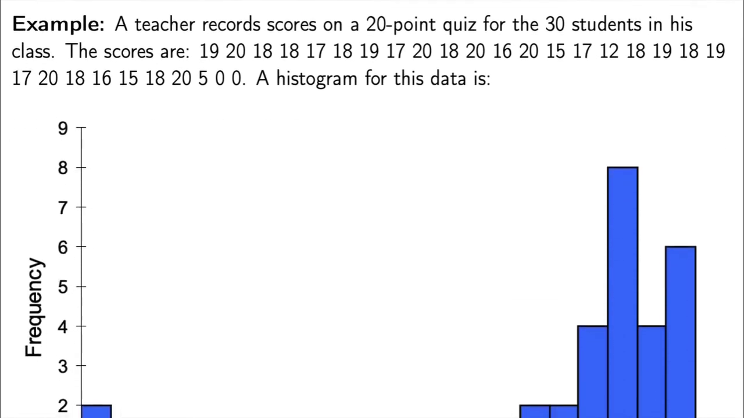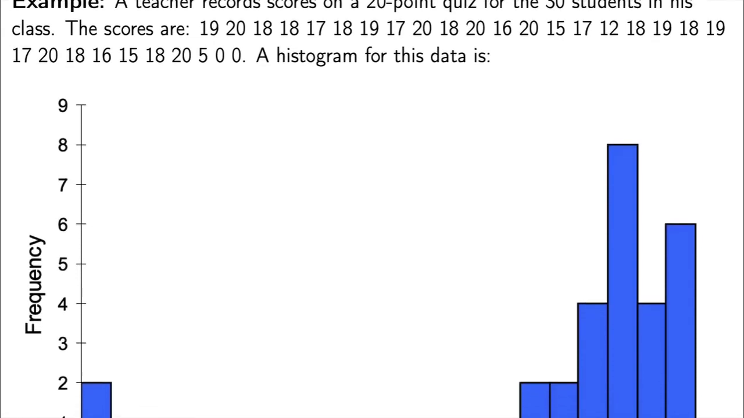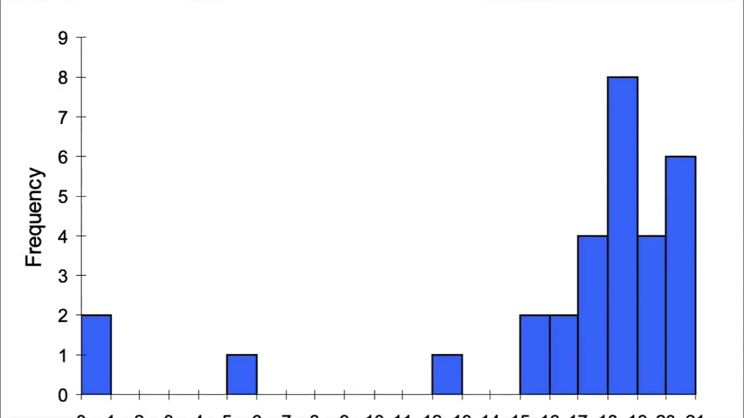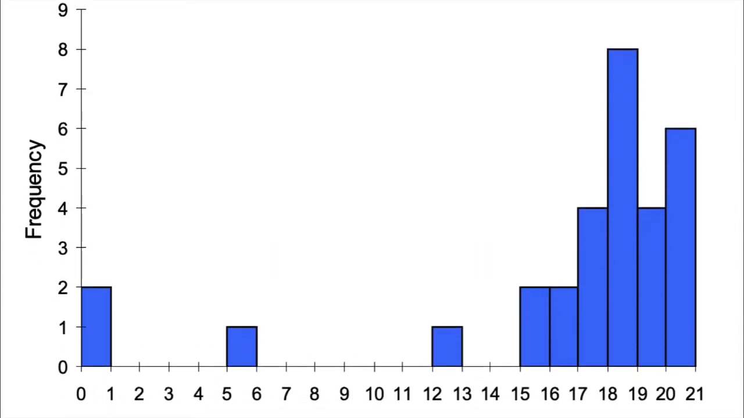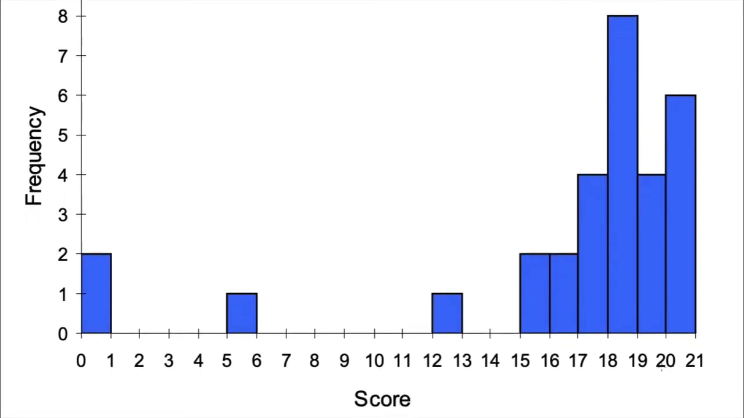A teacher records scores on a 20-point quiz for the 30 students in his class. And the scores are here, 19, 20, 18, and all these wonderful numbers. Now, if we want to present that information, we'll take our data and essentially create categories, and the categories are numbers. So here we've got our graph, and our categories are the numbers, our scores, down here.